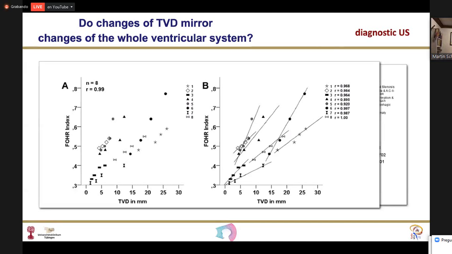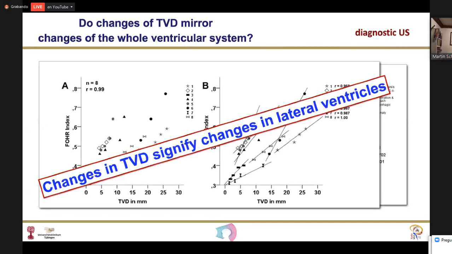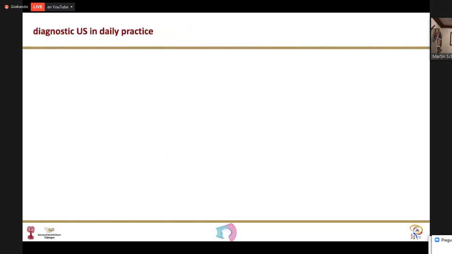And again, we have an almost linear relationship in the single individual with a correlation index of 0.9 something. So in the individual, any change in TVD, you can be sure, has a one-to-one correlation to changes in the lateral ventricles. So in summary, changes in TVD signify changes in the lateral ventricle. You can be sure about this when you monitor this by ultrasound. That means you don't need a CT scan to know whether this child has a change in ventricular size if you can image the third ventricle and the third ventricular diameter.